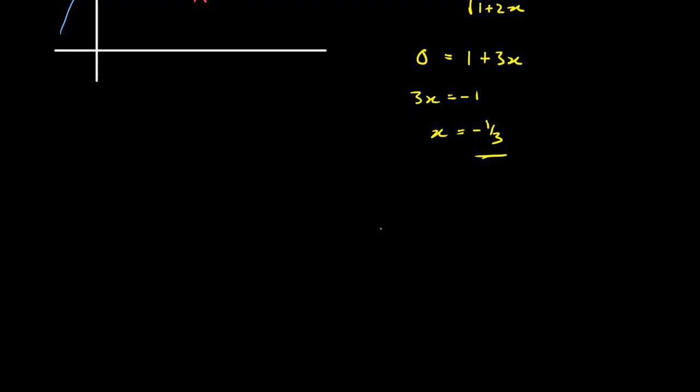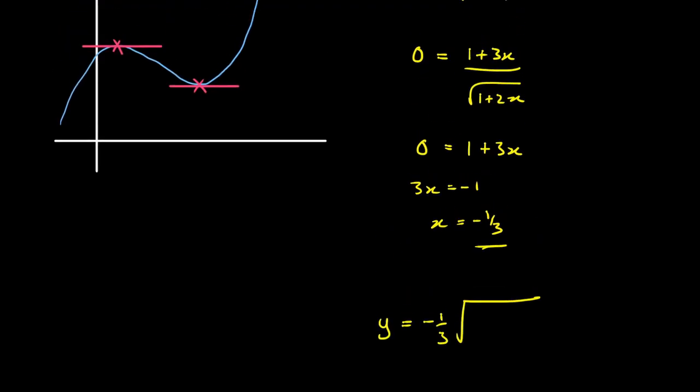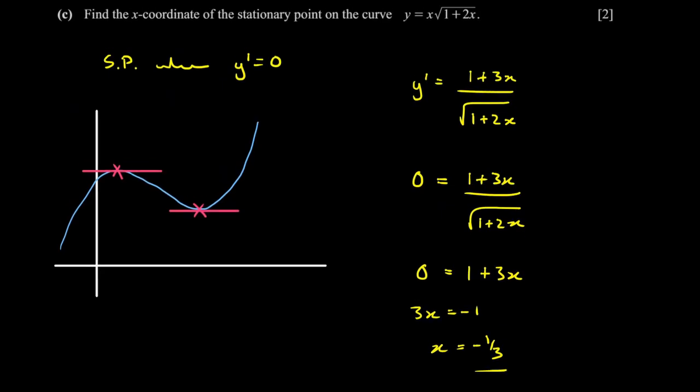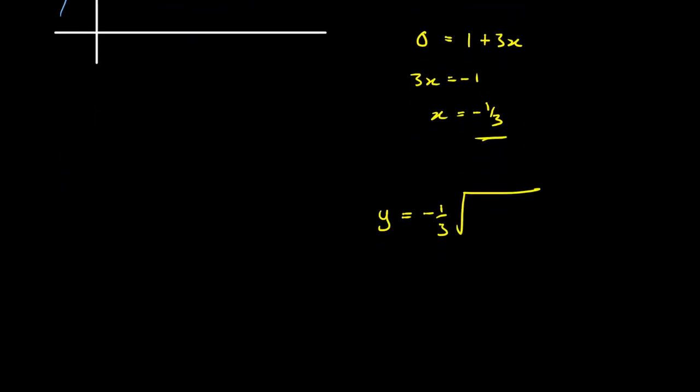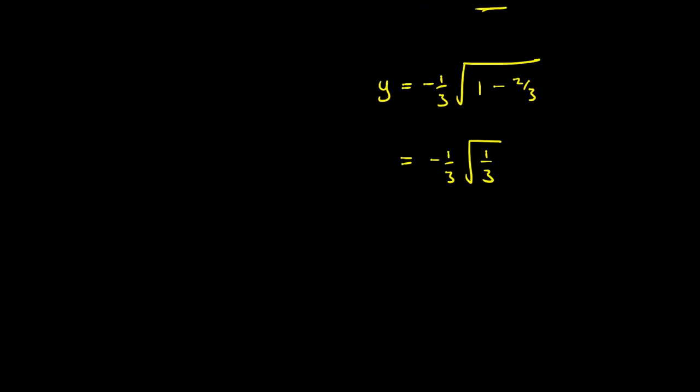So y would be equal to negative a third, the square root of, what is it? 1 plus 2 times negative a third. So 1 plus negative 2/3, isn't it? And 1 minus 2/3 is a third. So we get negative 1 upon 3, the square root of 1 upon 3. Okay, and we probably would have to rationalize that.